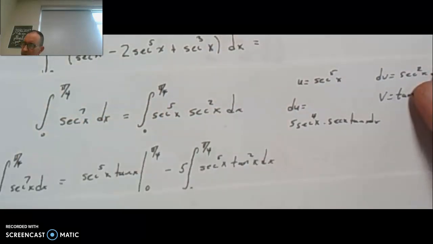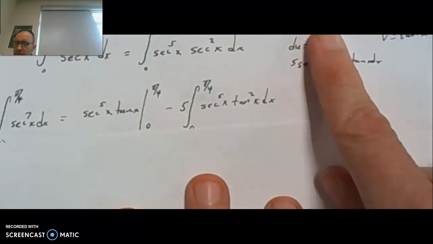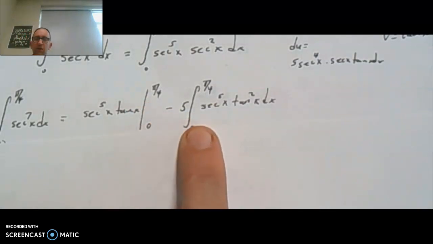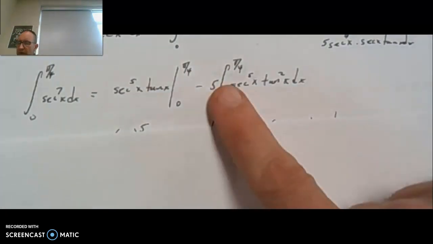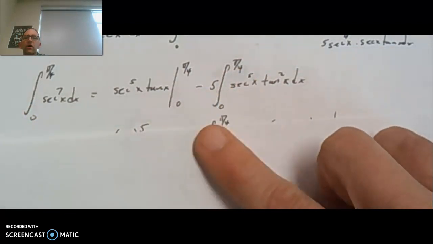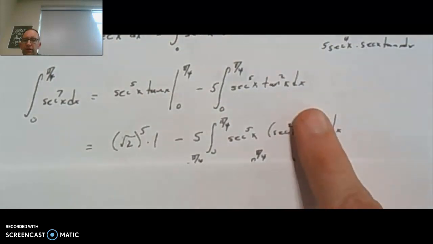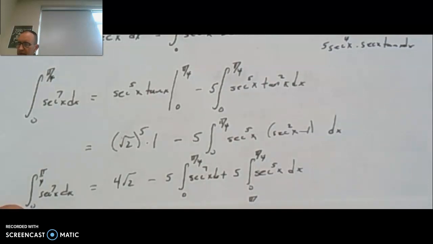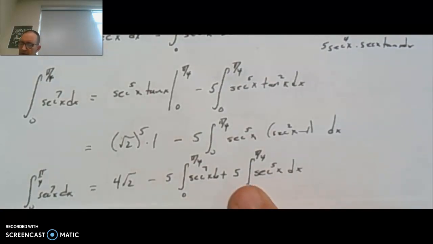And so now we can do uv from 0 to pi over 4 minus the integral of v du. Just as we did before, we're going to add the multiple of the integral to both sides, in this case 5 times the integral. Well, we're going to simplify first using the trig identity like we did before. Then we'll get this, then we'll add the 5 times the integral of secant to the 7th. We have 5 times the integral of secant to the 5th, which we already found out the value of this definite integral. We're going to add this over. Now we have 6 of those on this side.